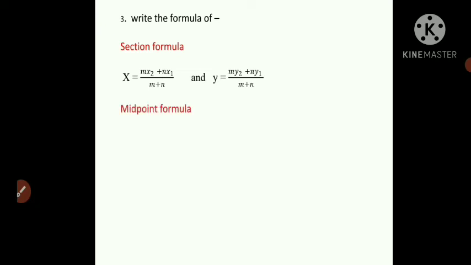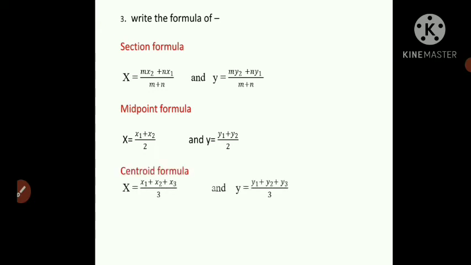Midpoint formula. For x it is x1 plus x2 upon 2, and for y it is y1 plus y2 upon 2. Now the third one is the centroid formula. For x, we know x is equal to x1 plus x2 plus x3 upon 3, and for y it is y1 plus y2 plus y3 upon 3. Next, we know the centroid divides the median in the ratio 2:1. In the multiple choice also we have done this question several times.